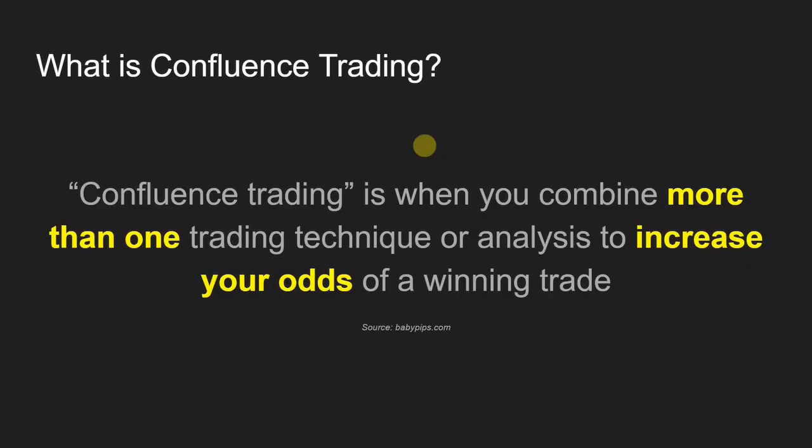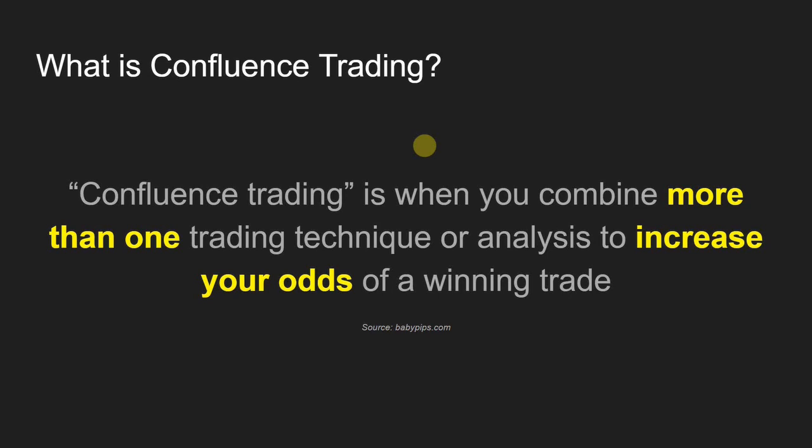The first thing we're going to look at is what is confluence trading. Confluence trading, according to Baby Pips, is when you combine more than one trading technique or analysis to increase your odds of a winning trade. That could be a number of technical indicators put together, or fundamental elements, or a combination of both fundamental and technical.